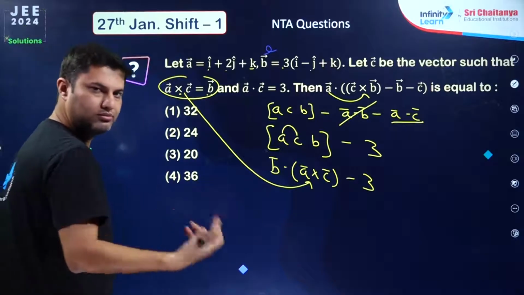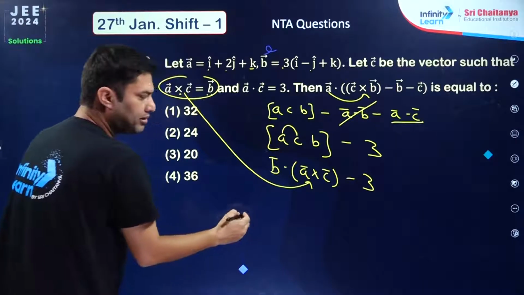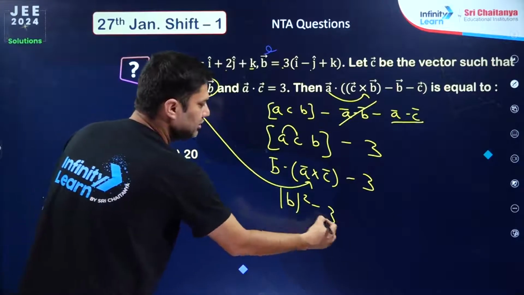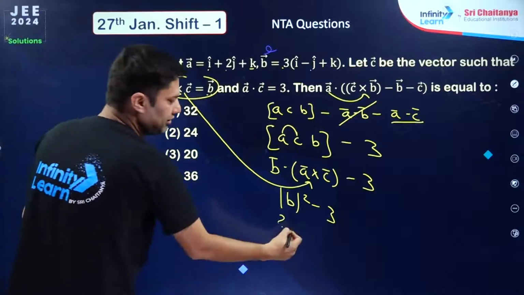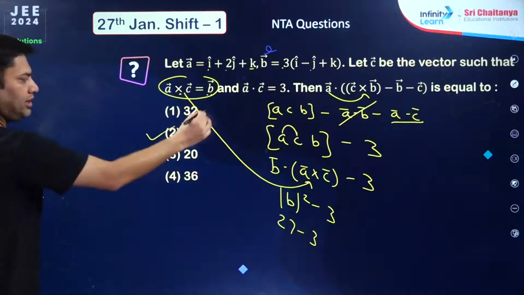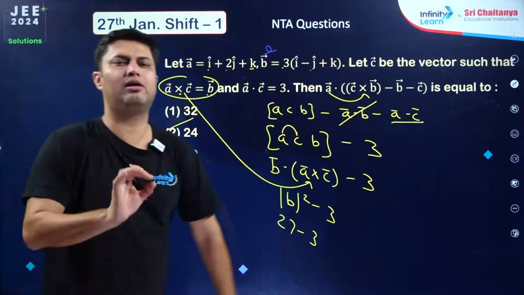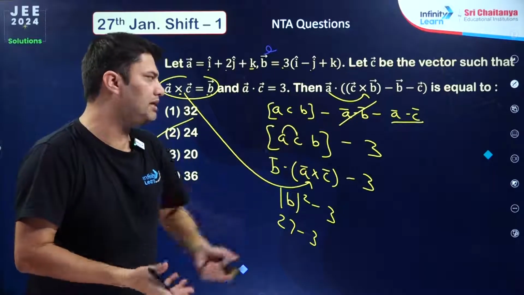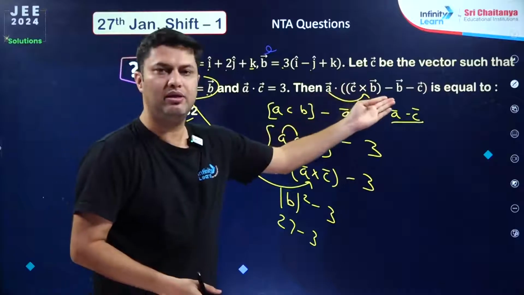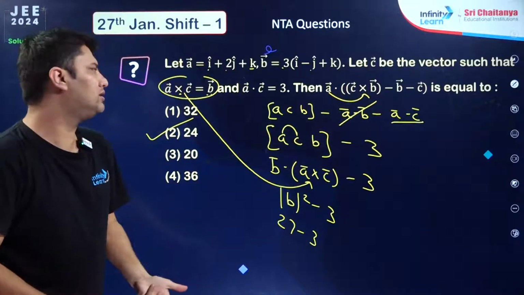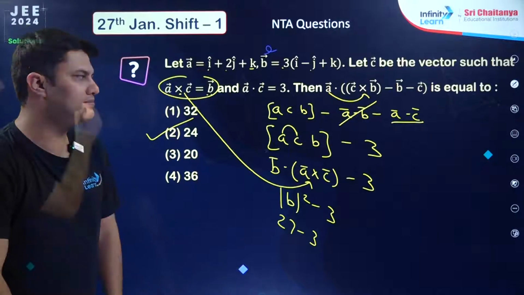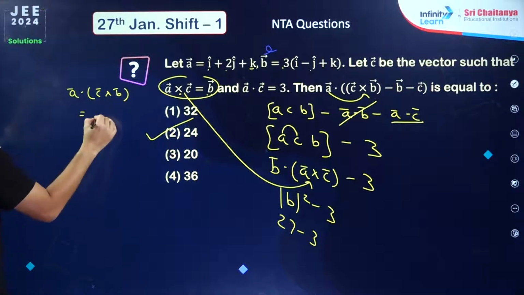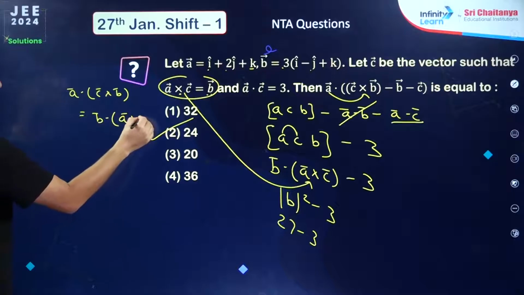You know the rotations of scalar triple product. So B dot A cross C means mod B square minus 3. So mod B square is 27. 24 is the right answer. Easy problem, but it needs a little bit of the concept of scalar triple product. That A dot C cross B is the same as B dot C cross A. A cross C, sorry. This you have to use now. A dot C cross B is the same as B dot A cross C. That's it.